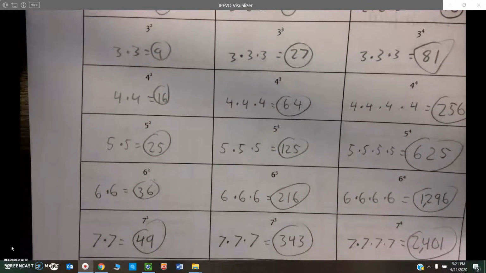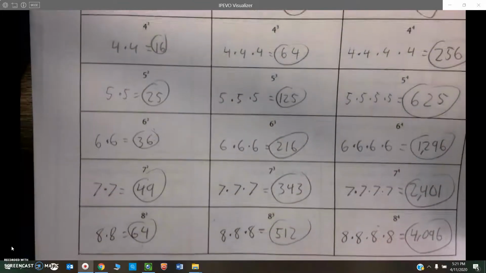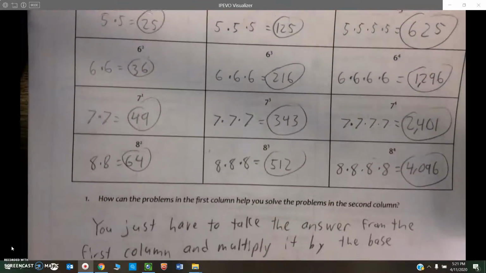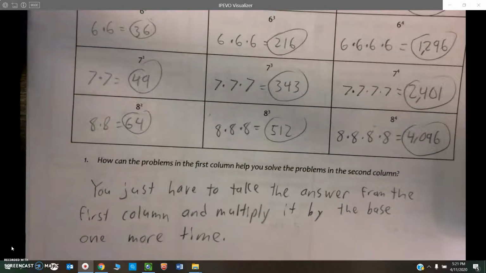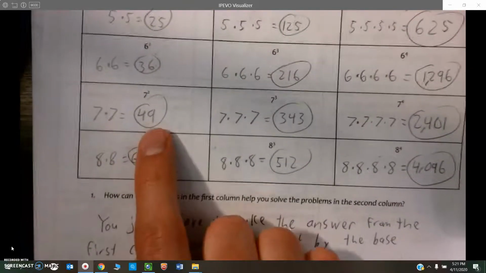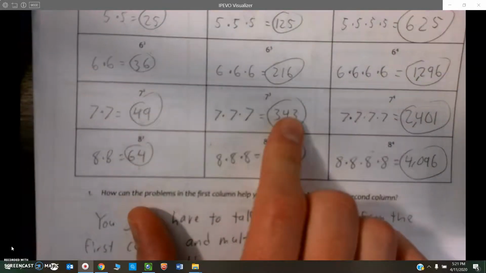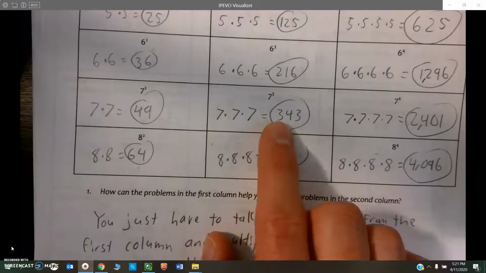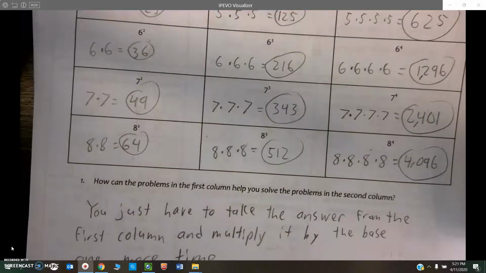If you need to pause the video to look over your answers, feel free to do so. And it says, how does the first column help you solve the problems in the second column? So if you take the answer from the first column and multiply it times the base one more time, you'll get your new answer. So I already found that this was 49, and if I multiplied 49 by 7 one more time, I would get this. And if I took this and multiplied it by 7 one more time, I would get 2,401.